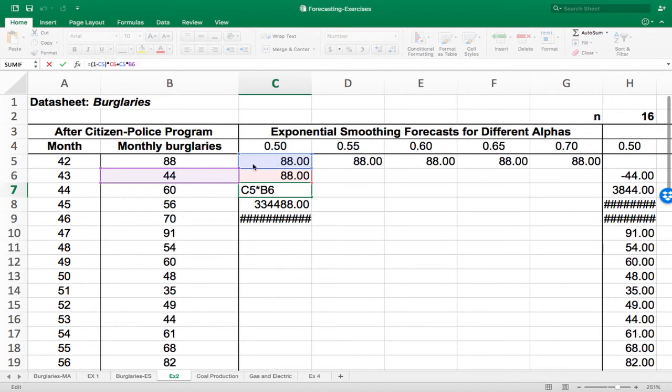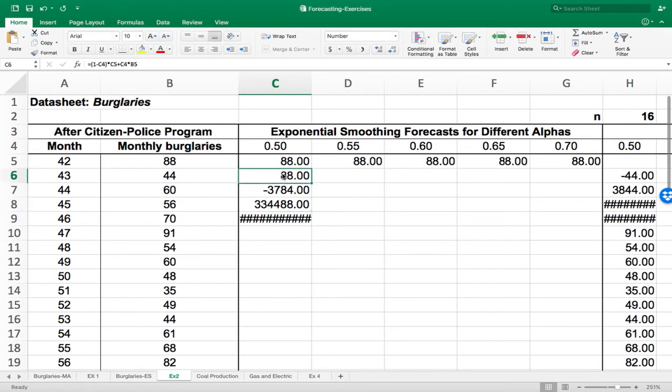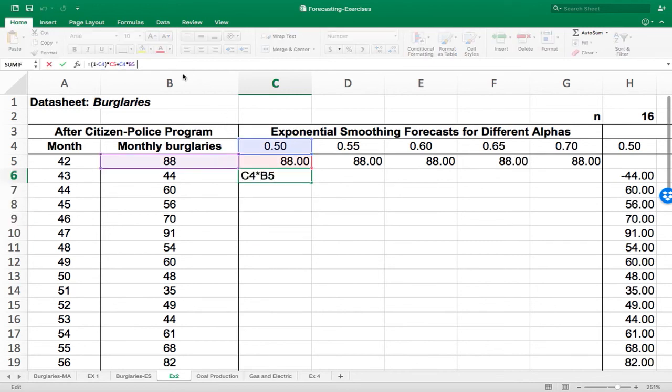So how do you prevent this from happening? Well, you have to come here. Let me first delete them. You have to make sure that this C4 has a dollar sign between C and 4. Make sure that you also put it here as well. Okay, and also this B5 is the cell that keeps my monthly burglaries actual observations. It has a dollar sign right in front of it. Sorry, right after the star.